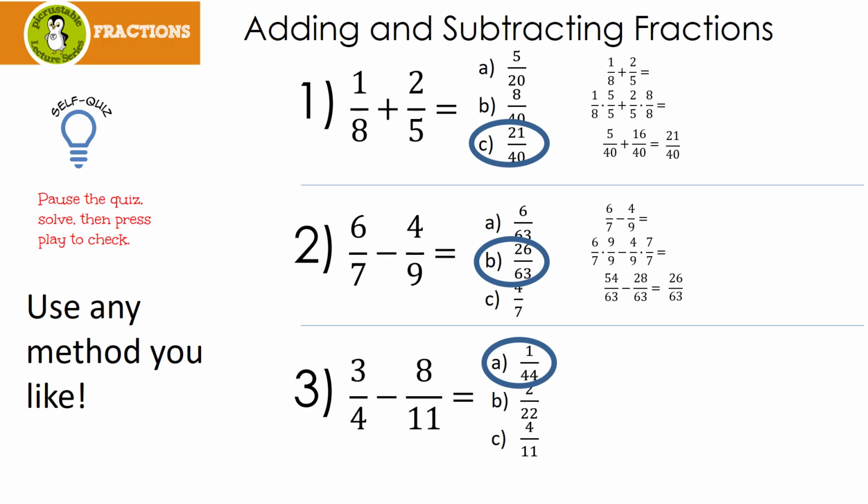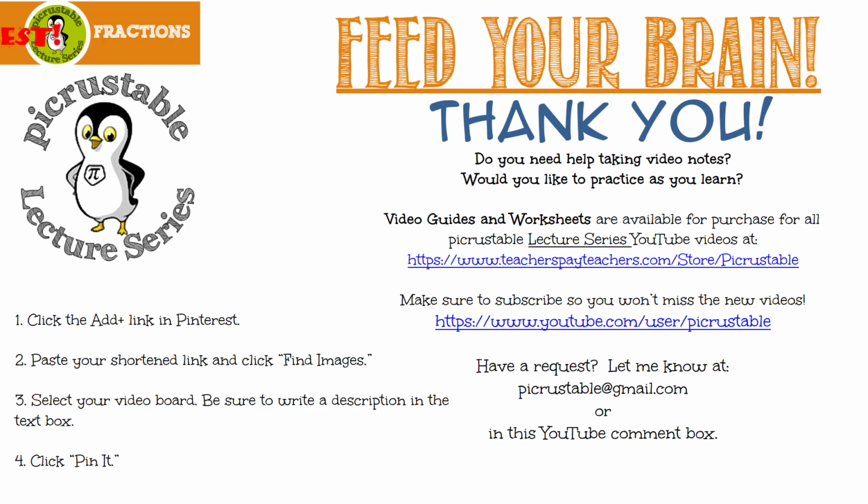Let's look at the last one, number 3. Once again, I multiplied by each other's denominators. 3/4 times 11/11 minus 8/11 times 4/4. When I multiply, I get 33/44 minus 32/44. I have a common denominator of 44, so that stays the same. 33 minus 32 is 1. And that's how I get A, 1/44.